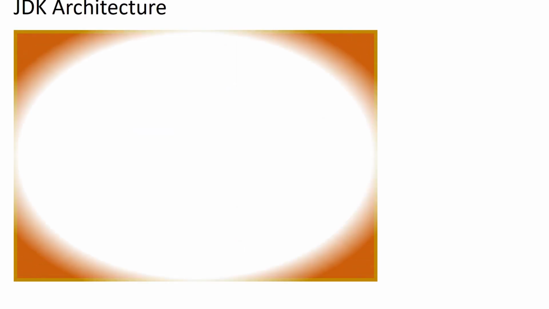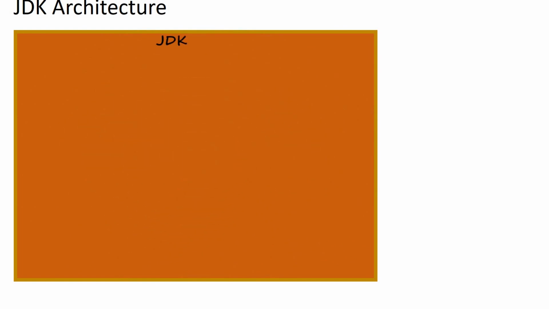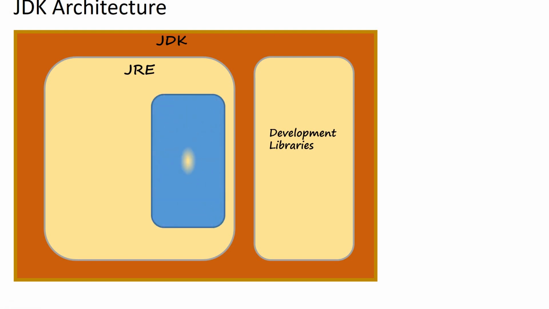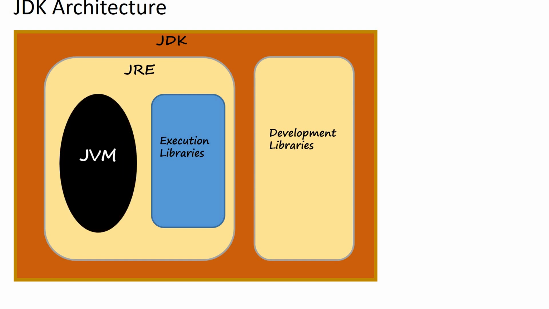Okay, so let's assume that this is your JDK. JDK has two parts. One is JRE and the other one is development libraries. Don't worry about what these development libraries are, we'll cover it. Coming to this JRE, JRE again has two parts. One is execution libraries and the other one is JVM. JVM means Java Virtual Machine.